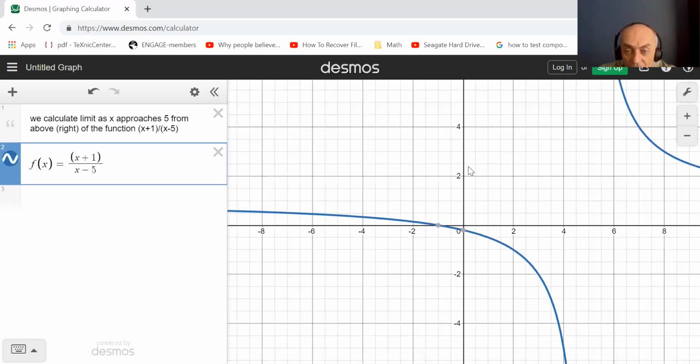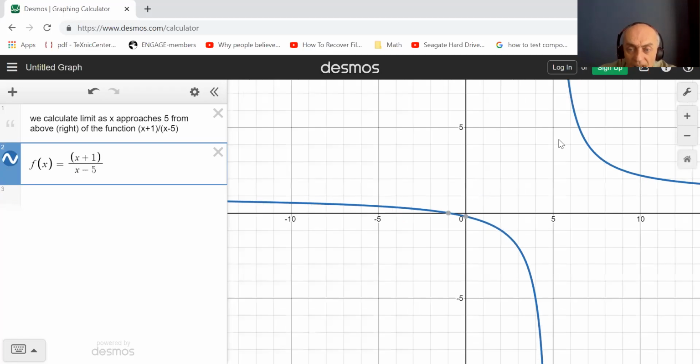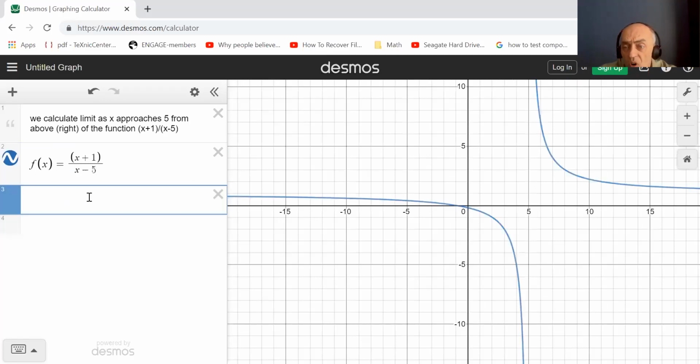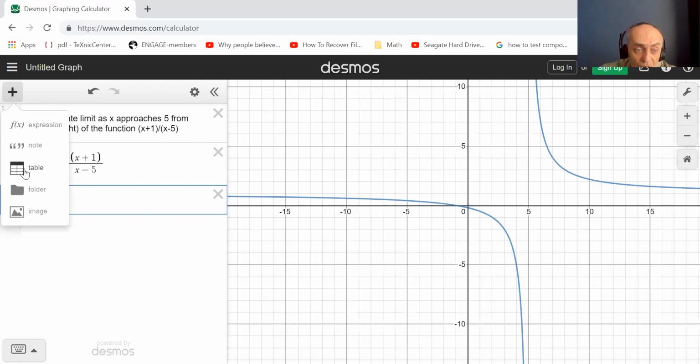That is my function. So it appears here on the screen. It's this hyperbola here. The point of this is that we want to make a table of values and figure out what happens to the values of this function when x approaches 5. So we're going to pull a table here. I am pressing the plus sign.